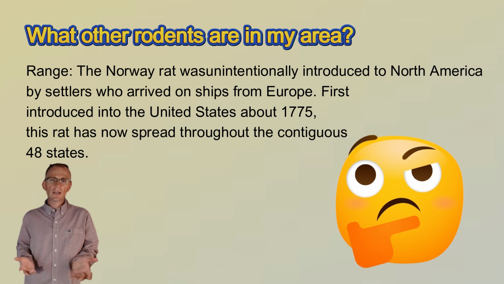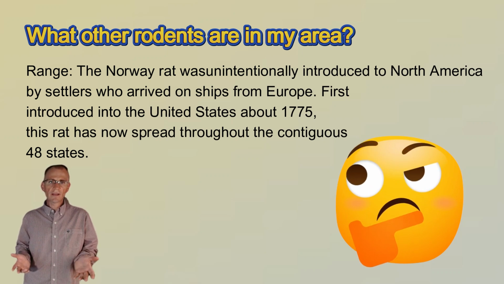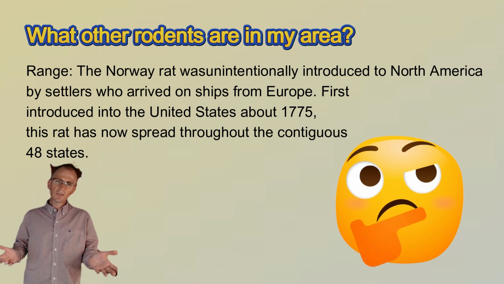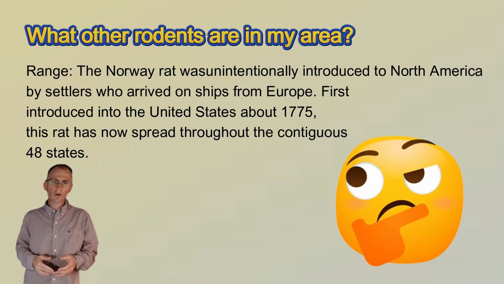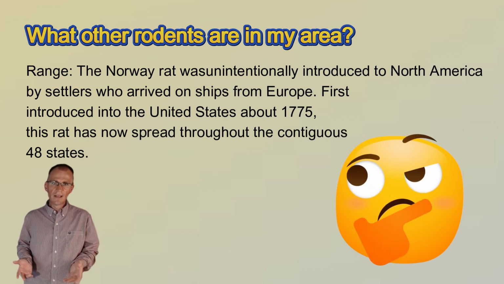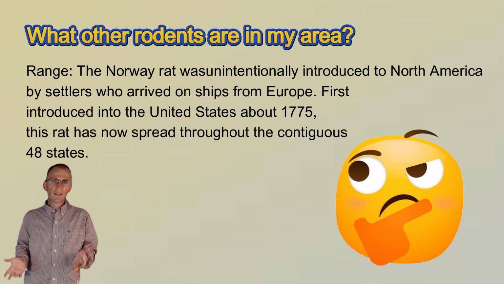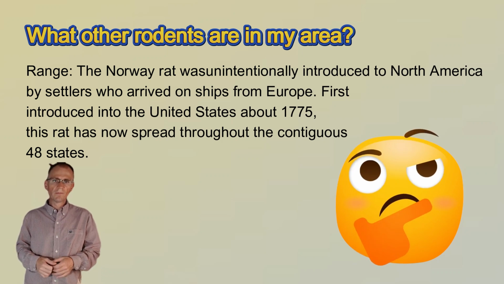We also need to look at another rodent that could be in our range. This time we're looking at the Norway rat, which was unintentionally introduced to North America by settlers who arrived on ships from Europe. First introduced into the United States about 1775, this rat is now spread throughout the contiguous 48 states. So the good news here is, unless you're in Alaska or Hawaii, you're probably going to see a Norway rat at some point if you're in this industry. But keeping in mind, it's just always good to know what type of species are in your area so you don't mistake one for the other.